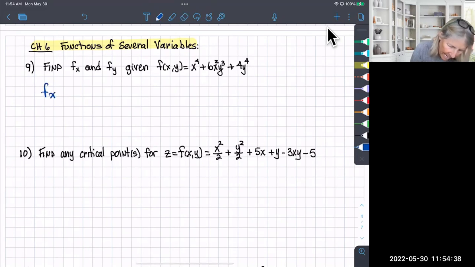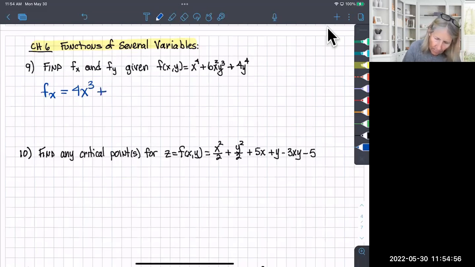Your derivative with respect to x means you focus on x as your variable and treat y as your constant. So the derivative with respect to x here would be 4x cubed, right? The derivative of x to the fourth is 4x cubed. And then the second term there has an x in it, right? So I'm looking at this term here. And so the derivative of that, bring the 2 down, is going to make a 12. So that's going to be 12x to the first, and then the y cubed just comes along for the ride there. Okay, so that's our derivative with respect to x.